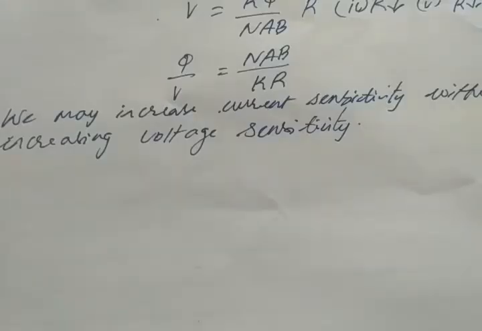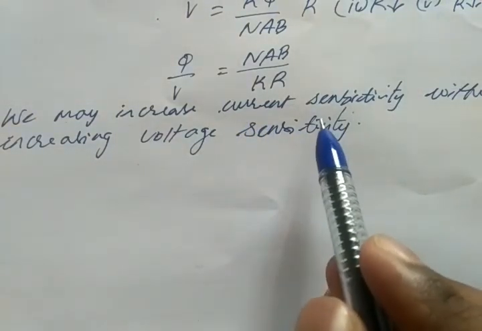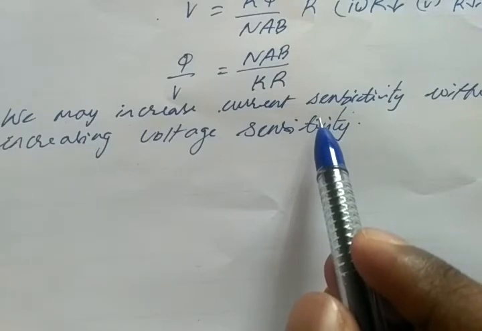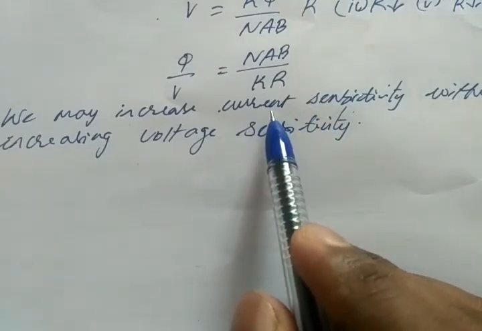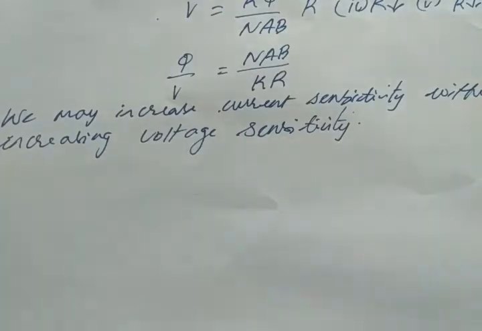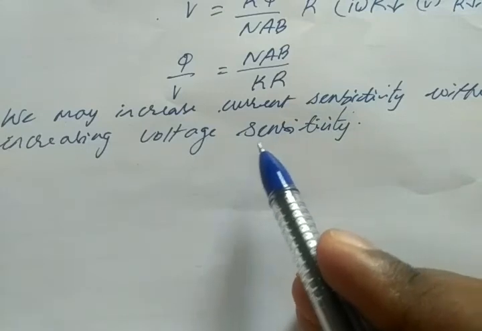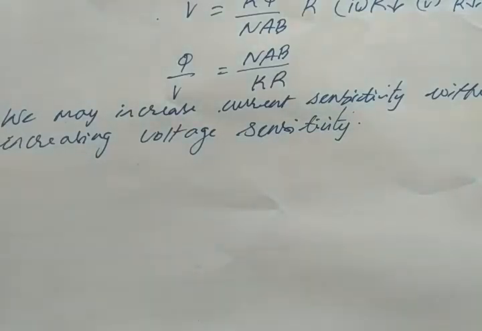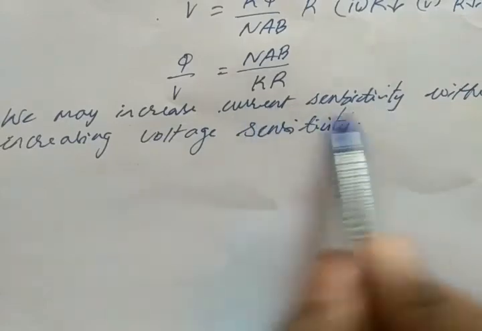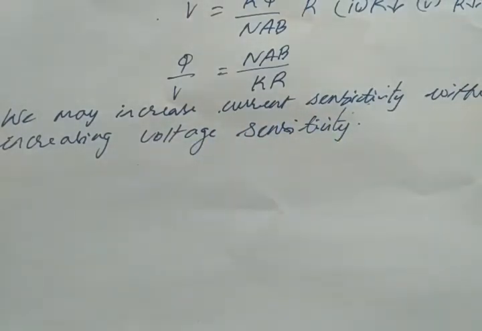We may increase current sensitivity without increasing voltage sensitivity. Very, very important point. Is it really possible? Because in order to increase the current sensitivity, we have to increase the number of turns, area, magnetic field. When we increase them, then automatically voltage sensitivity also increases, right? Why? Because to increase both current sensitivity and voltage sensitivity, we have the same terms. So by increasing number of turns, area and magnetic field, only current sensitivity increases, but the voltage sensitivity remains the same. How?